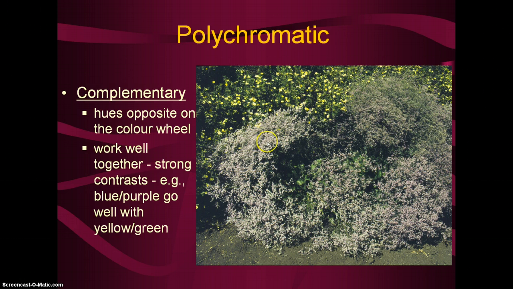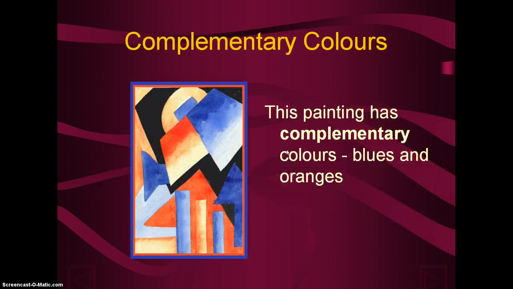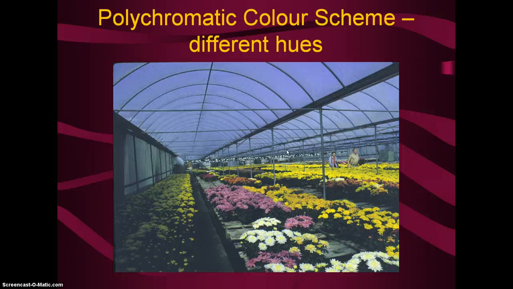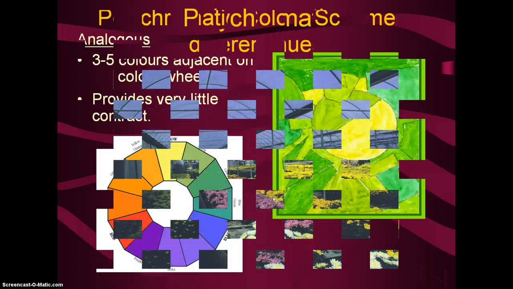Here's an example. Here's yellow here, and this is not a very good example, but it is kind of a purple color. Here's a painting though with complementary colors that shows blues and oranges. So those are complementary colors there. Here's another example. These go not too bad together, but as I say, a lot of people in landscaping just put anything together, but it's not always necessarily the best idea.